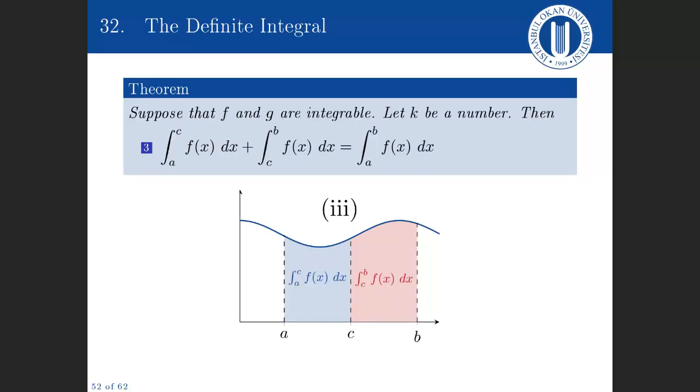The integral from a to c plus the integral from c to b is equal to the integral from a to b. Well, that should be clear from the picture. The integral from a to c is this blue area. The integral from c to b is this pink area. And the integral from a to b is all of this area. And what this result is saying is blue plus pink is equal to orange. And that should be clear from the picture.